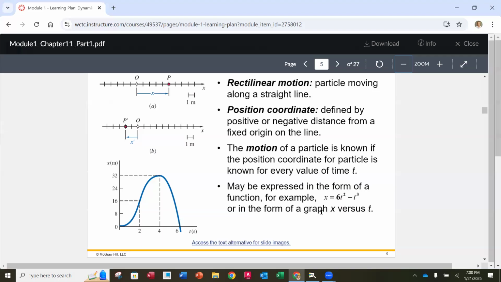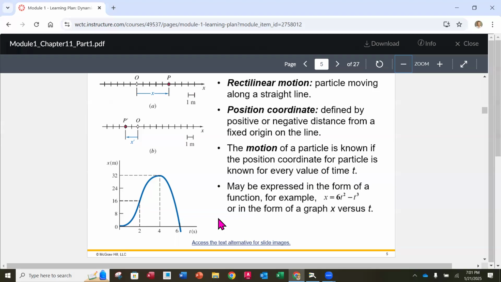And then we can also generate a graph. So the graph you're going to notice is going to be that x distance versus the time. So x is going to be on the vertical axis and time is going to be on the horizontal axis. And then we can actually find and plot the points based on their time and their corresponding x distance, and then generate the best fit curve through those points to see what the behavior of the distance is as a function of time, okay?